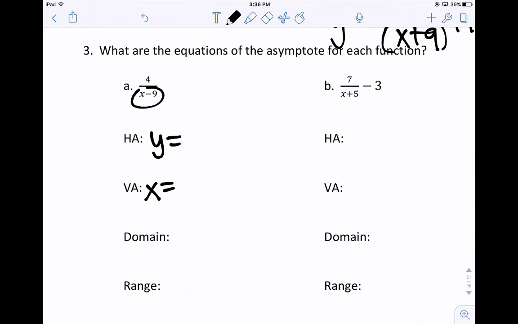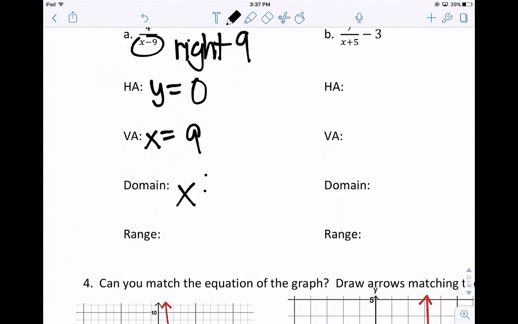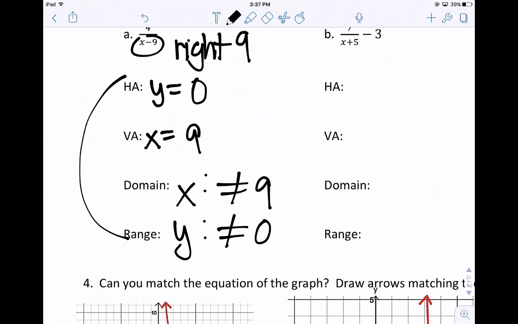And this graph shifts. There's stuff dealing with a slope too, but that doesn't affect your asymptote shift. So if we have x minus 9, that's to the right 9. And so our vertical asymptote would also shift right 9. Horizontal asymptote doesn't shift. So the domain is everything except 9, and the range is everything except 0. Okay, so these are related right here. So the horizontal asymptote and the vertical asymptote are related to domain and range.